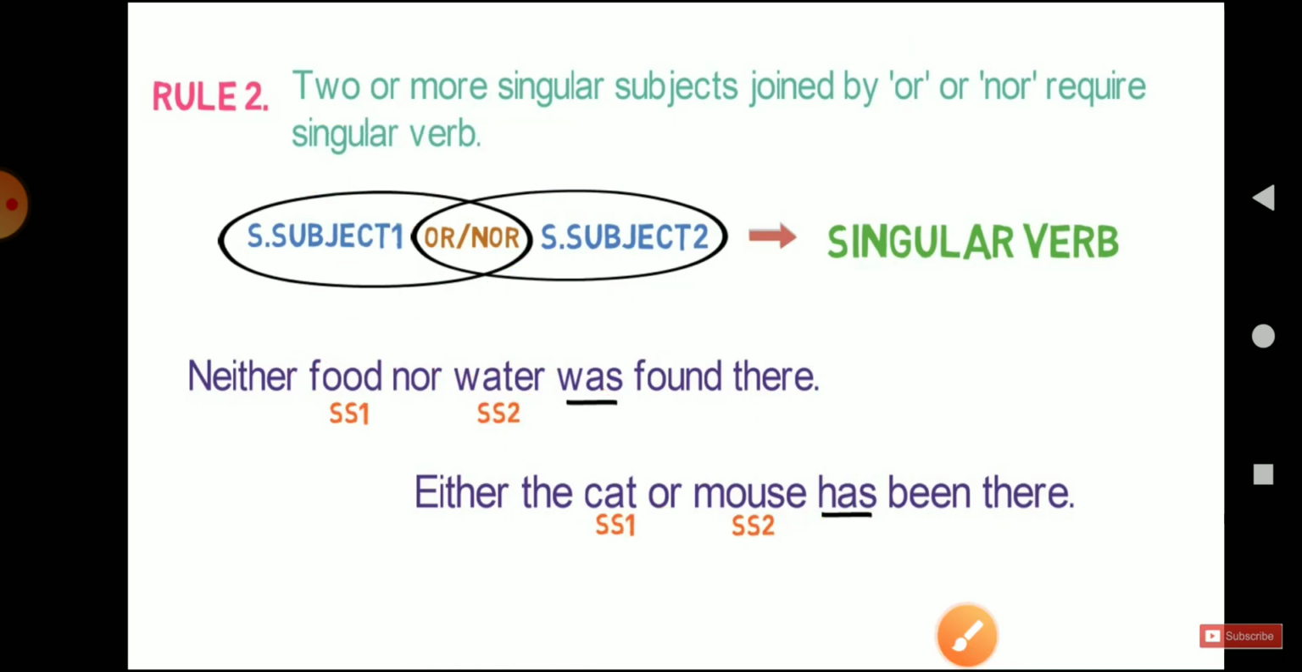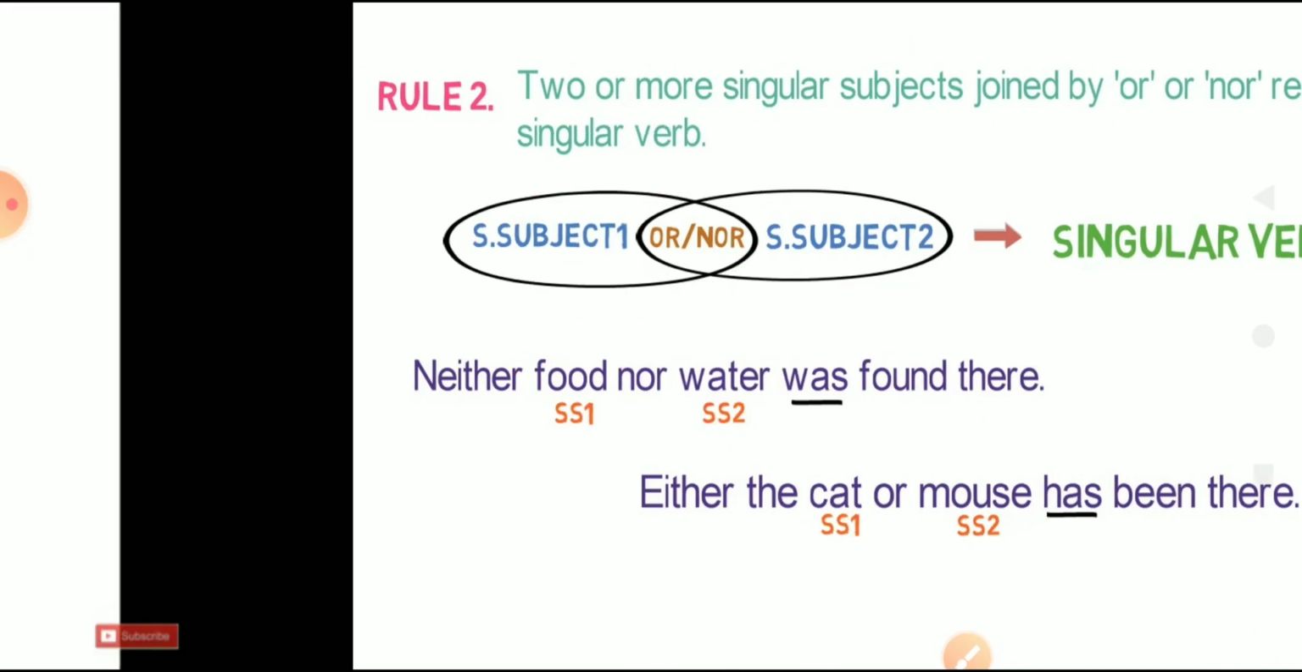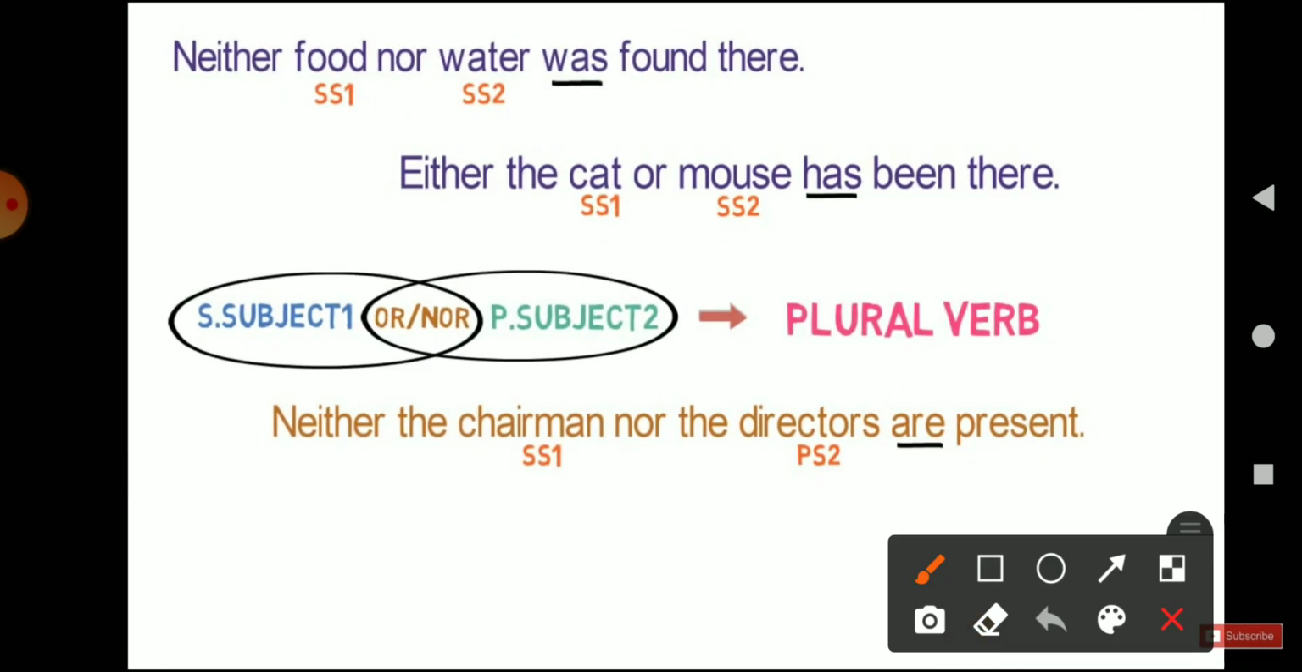Correct? Now what if one subject is singular and the other one is plural? In that case, if one subject is singular and the other one is a plural subject, and both are joined with "or" or "nor", then the verb should be in plural form. For example, you can see this: "Neither the chairman nor the directors are present."